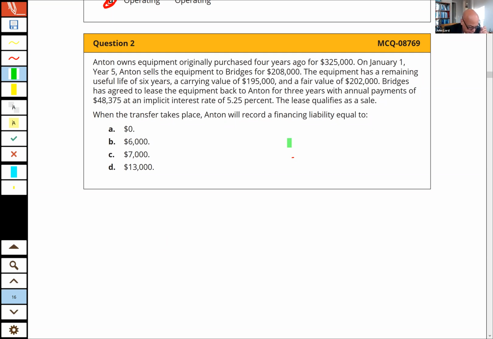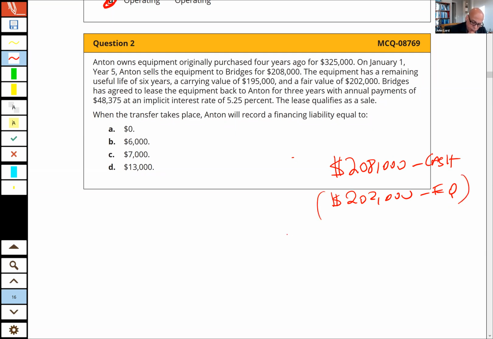And they tell us that Anton owns equipment originally purchased for $325,000 on January 1st, year 5. Anton sells the equipment to Bridge for $208,000. Okay, so they're going to sell it for $208,000. The equipment has a remaining useful life of 6 years, carrying value of $195, and fair value of $202. Uh-oh, what's happening? They're selling it for more. This is the cash, right? This is the fair value of the equipment. They're selling this for more than its fair value.